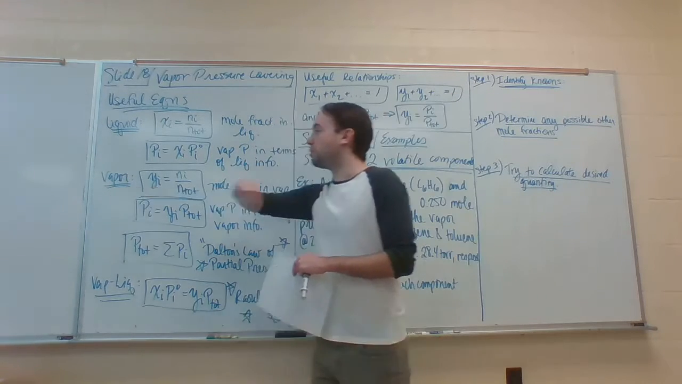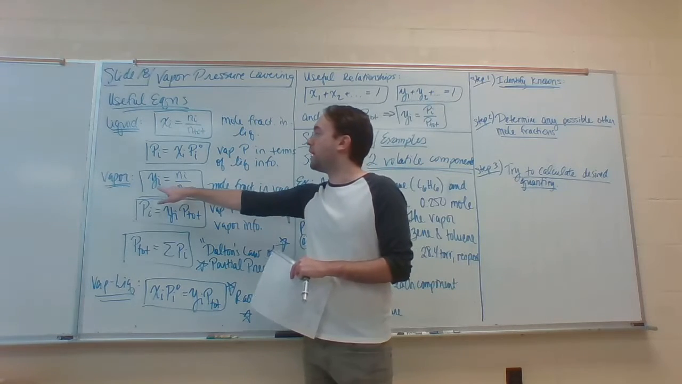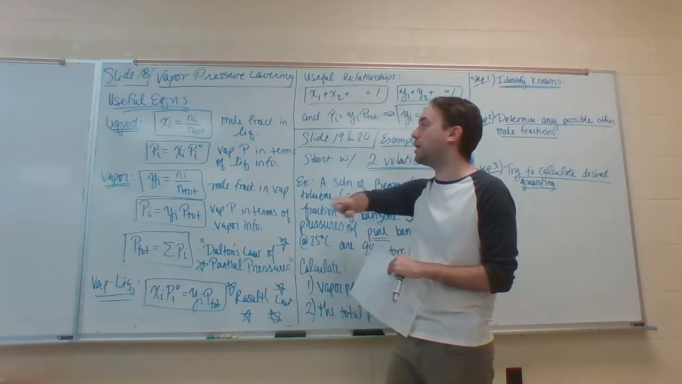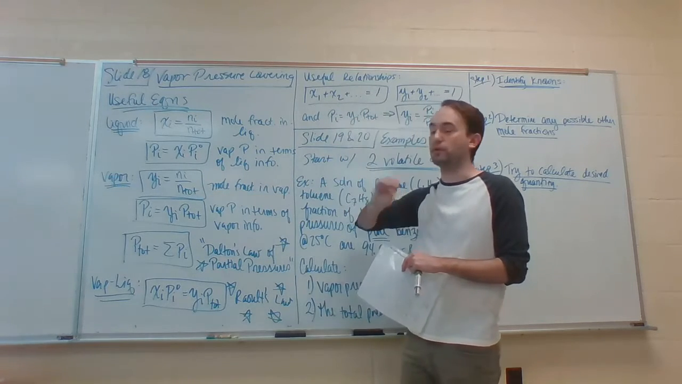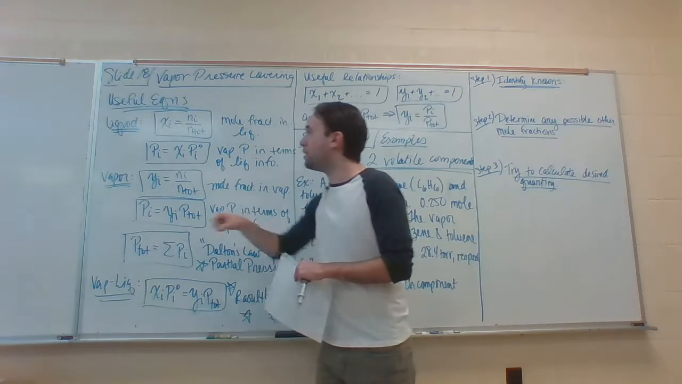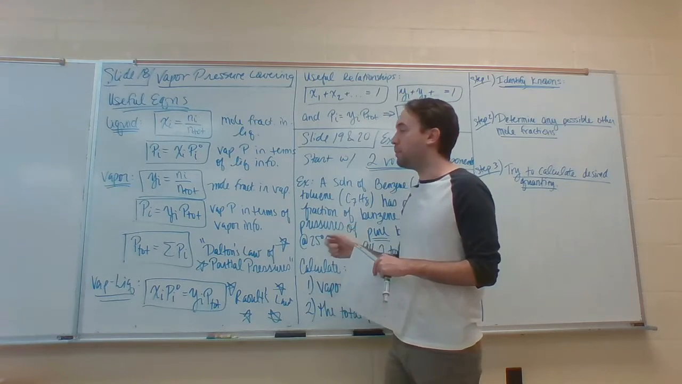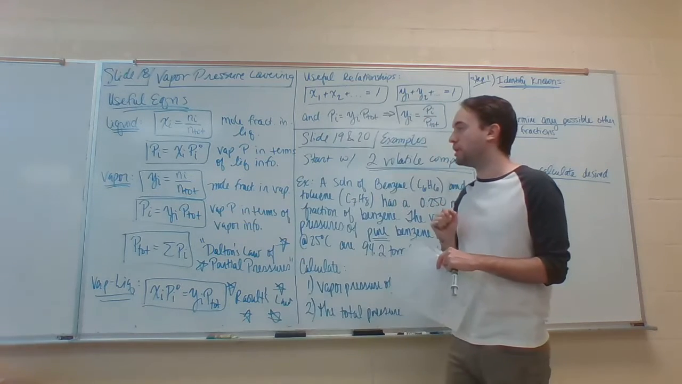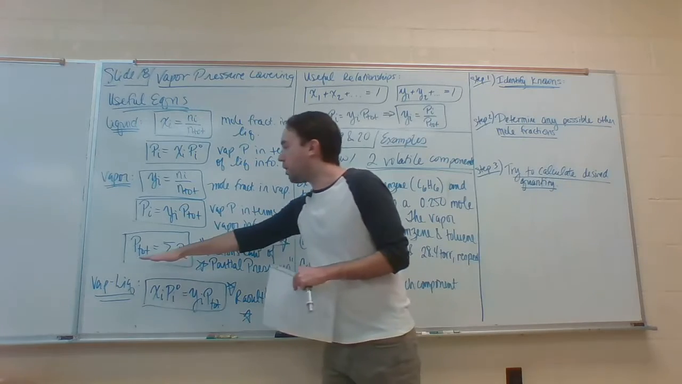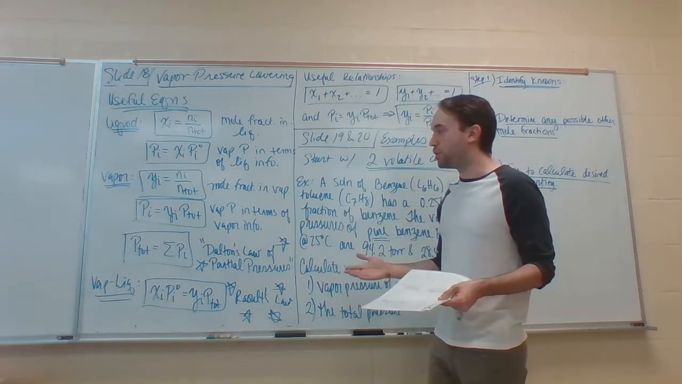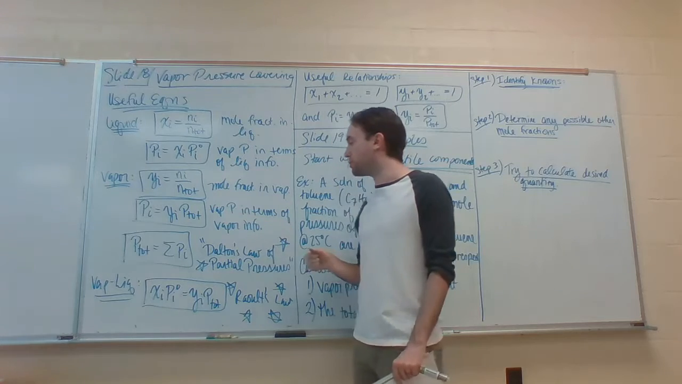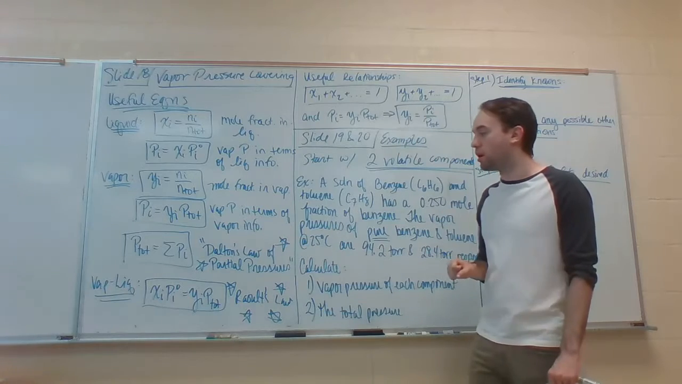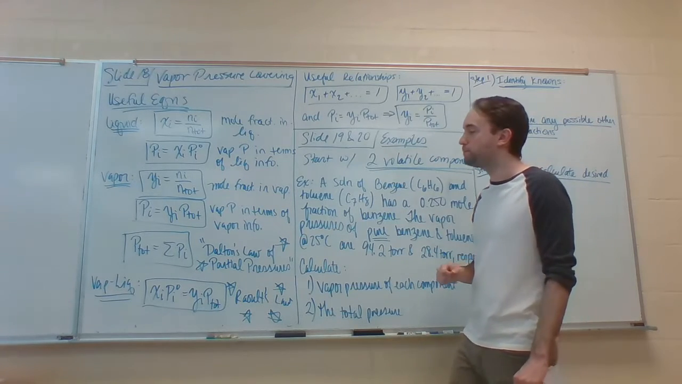We could also do the same sort of thing for our vapor, right? Where the mole fraction of component i in the vapor was defined as the moles of component i over our total number of moles, both in the vapor. We can find our partial pressure of component i in the vapor by taking our mole fraction of component i times our total pressure in the vapor. And we could also calculate our total vapor pressure by simply adding up all of our partial pressures in the vapor. Now that equation, I didn't mention this last time, that's called Dalton's law of partial pressures.